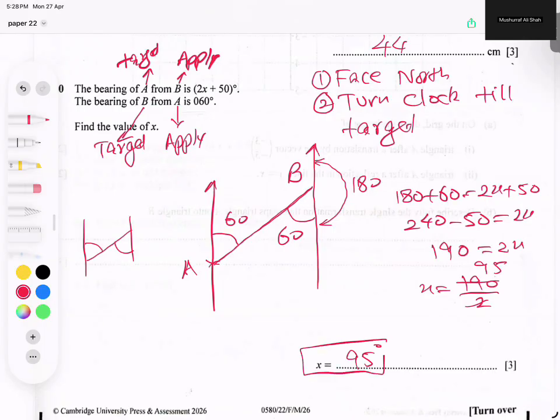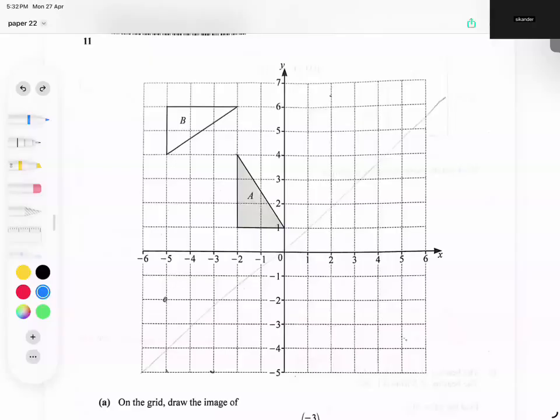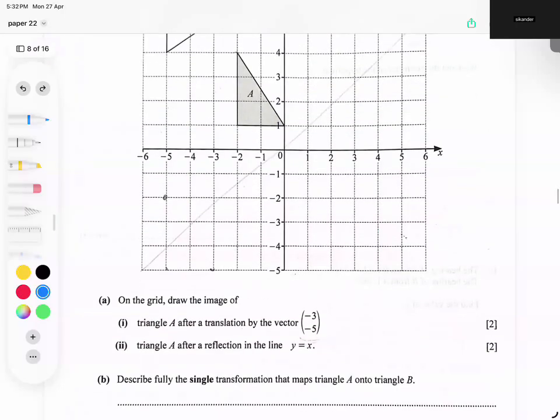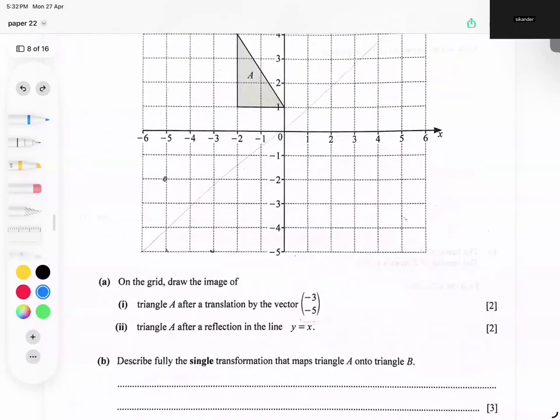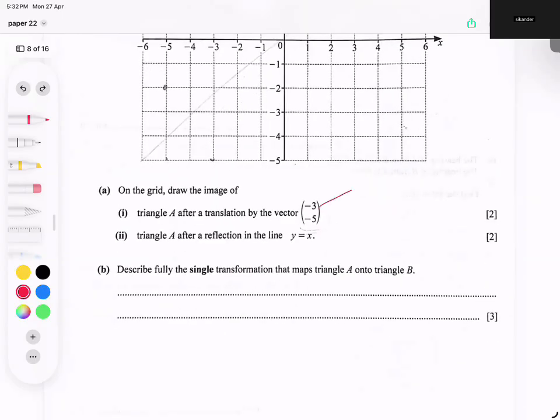I hope the point of the concept is very, very clear. Question number 11, students, we have in the diagram. It is asking to translate triangle A with a column vector, this one. What is a column vector? -3 is the x value and -5 is the y value. So -3 means left side, and -5 means downwards. So 3 boxes and 5 boxes.